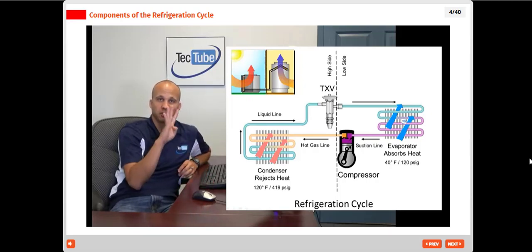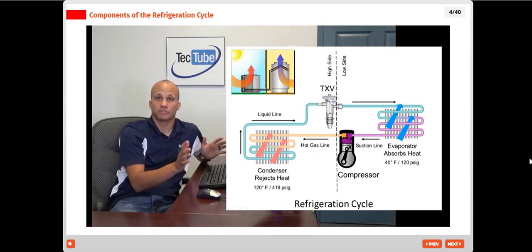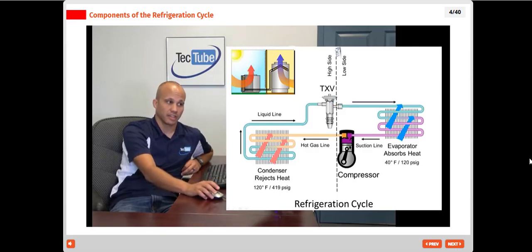The condenser coil and the evaporator coil do opposite jobs of each other, and the TXV and the compressor do opposite jobs of each other. Condenser coils reject heat, evaporator coils absorb heat. Compressors compress the refrigerant, and expansion valves or metering devices allow that refrigerant to go back to a lower pressure. On the left-hand side of my dotted line, I have high pressure. On the right-hand side, I have low pressure. So the TXV and the compressor divide those pressure barriers.